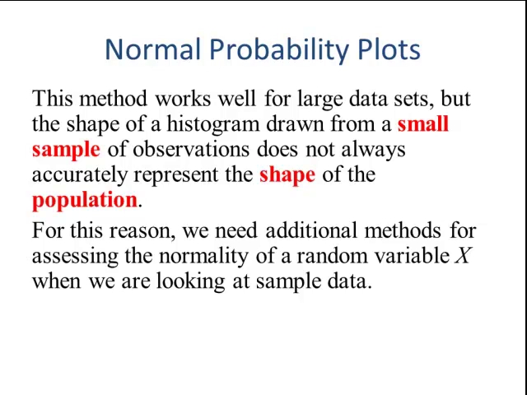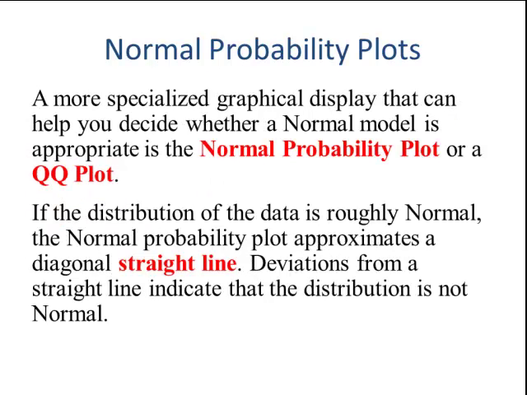For this reason, we need additional methods for assessing the normality of a random variable x when we are looking at sample data. A more specialized graphical display that can help you decide whether a normal model is appropriate is the normal probability plot, sometimes called a QQ plot. If the distribution of the data is roughly normal, the normal probability plot approximates a diagonal straight line. Deviations from the straight line indicate that the distribution is not normal.